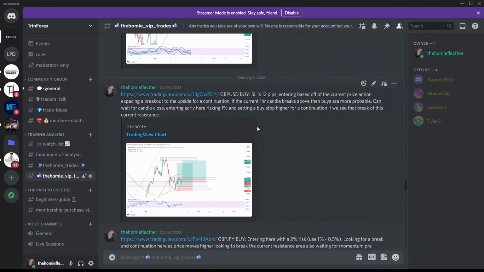GBP/USD buy, stop loss 12 pips, entering at the base of the current price action, expecting a breakout to the upside for a continuation. If the current 1 hour candle breaks above, then buys are more probable. You can wait for the candle close, but I entered early with a 1% risk, and set a buy stop higher for a continuation if we saw that break.